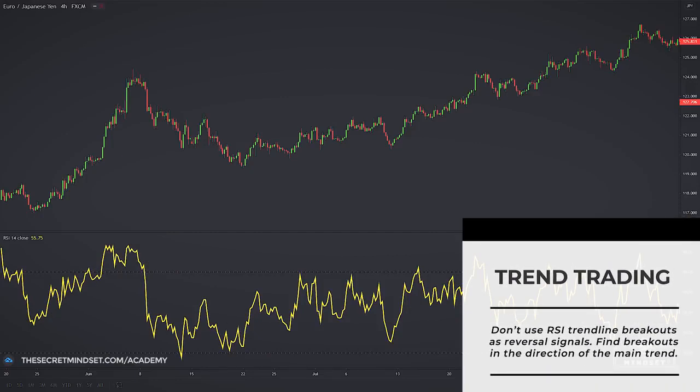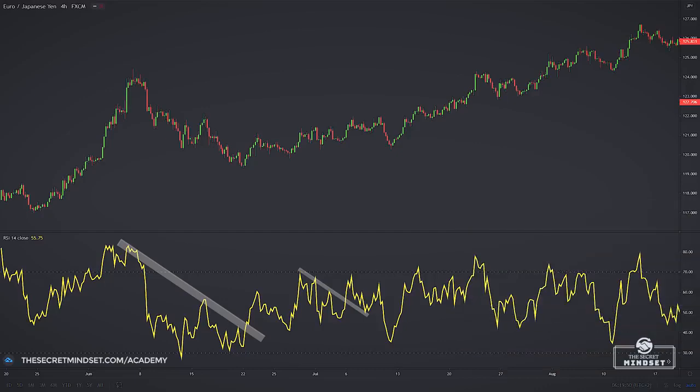Here's a common mistake. Many traders, when they spot a strong uptrend, for example, and identify a trendline breakout on the RSI, they go short. This could work, but a safer entry would be to concentrate on breakouts in the direction of the main trend. In this case, focus on breakouts to the upside on the RSI.